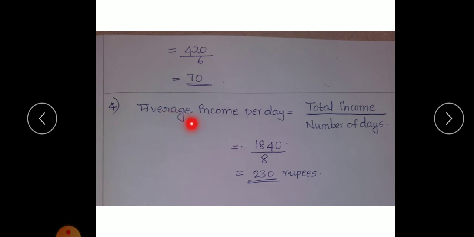So average income per day is equal to total income divided by number of days. Total income is how much? 1840, divided by number of days. Number of days is how much? 8. So on dividing this we get 230 rupees. So these are the answers to those questions. If you have not written in your notebook, please write in your notebook.